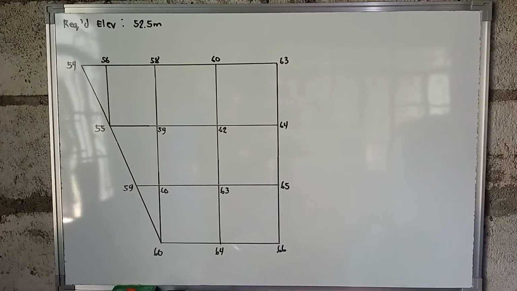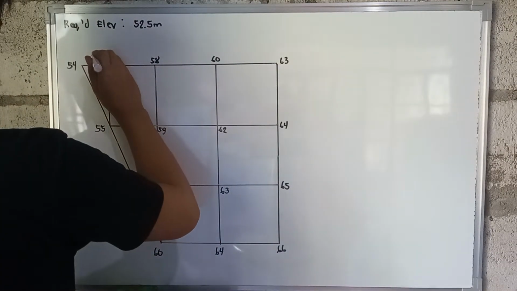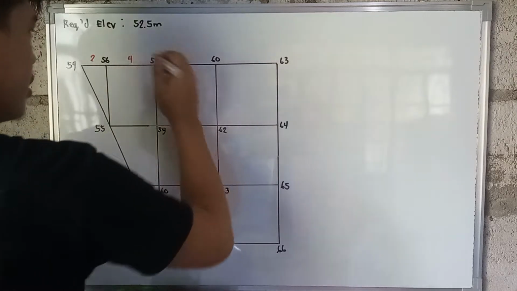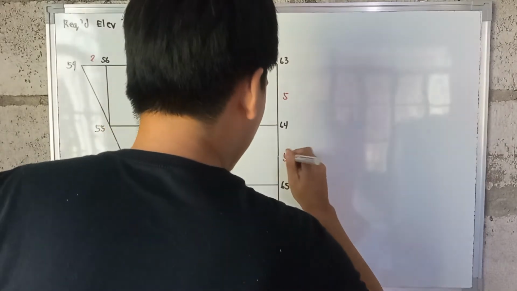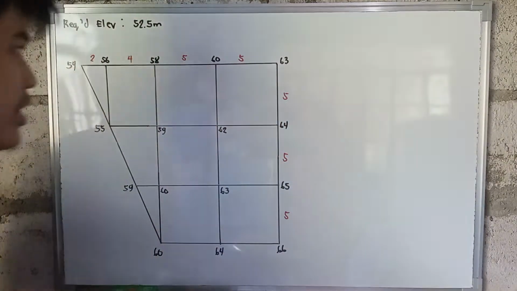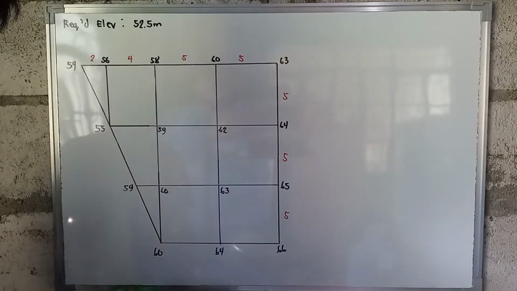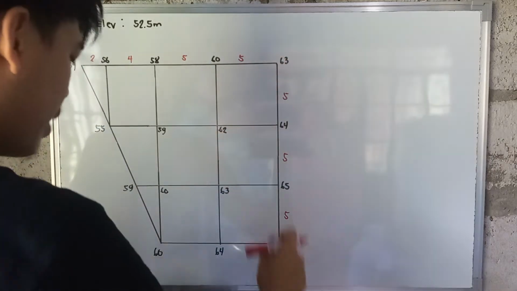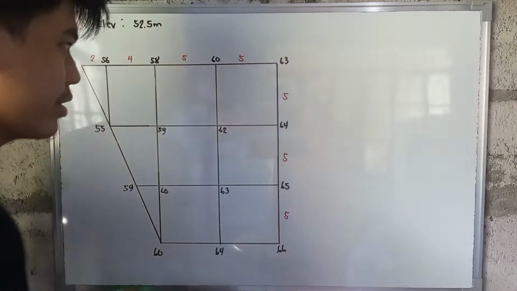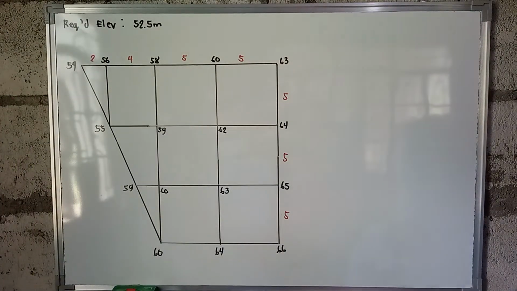So, meron tayong given na trapezoidal lot. Tapos, yung between these two stations, meron tayong 2, 4, tapos 5, 5, 5, 5, 5. So, meron tayong trapezoidal lot, wherein yung trapezoidal lot natin, meron siyang top base, na length niya is 16 meters, tapos yung bottom base niya is 10 meters. So, eto yung mga elevations natin.